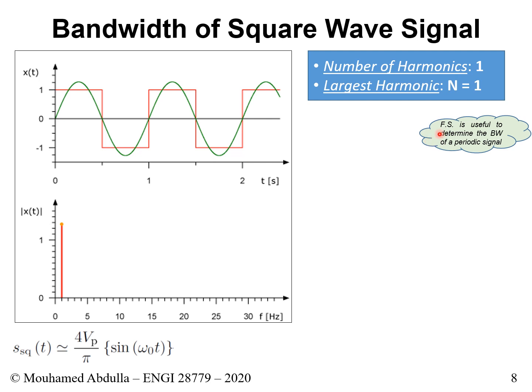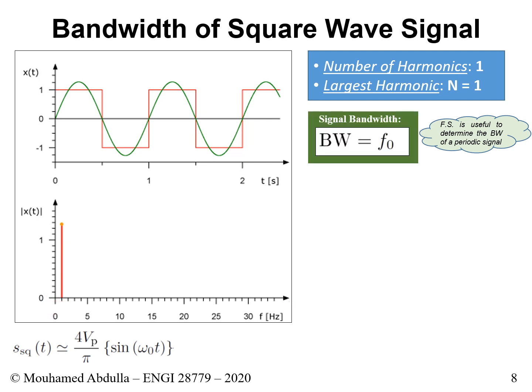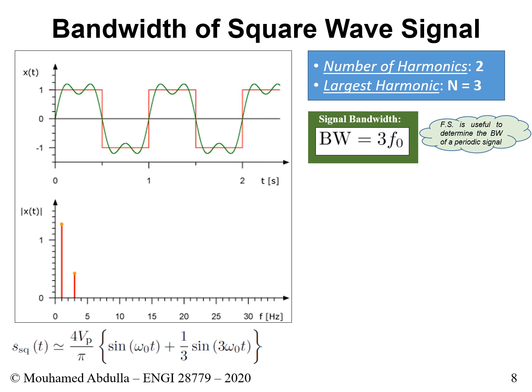We said that the Fourier series is useful to determine the bandwidth of a periodic signal. So how do you see the bandwidth here? Essentially, if this is F naught, you go on the axis from 0 to F naught, and you take the delta here. This means that the bandwidth of this signal is F naught. That's essentially what it means. Okay, now let's move on to the next one.